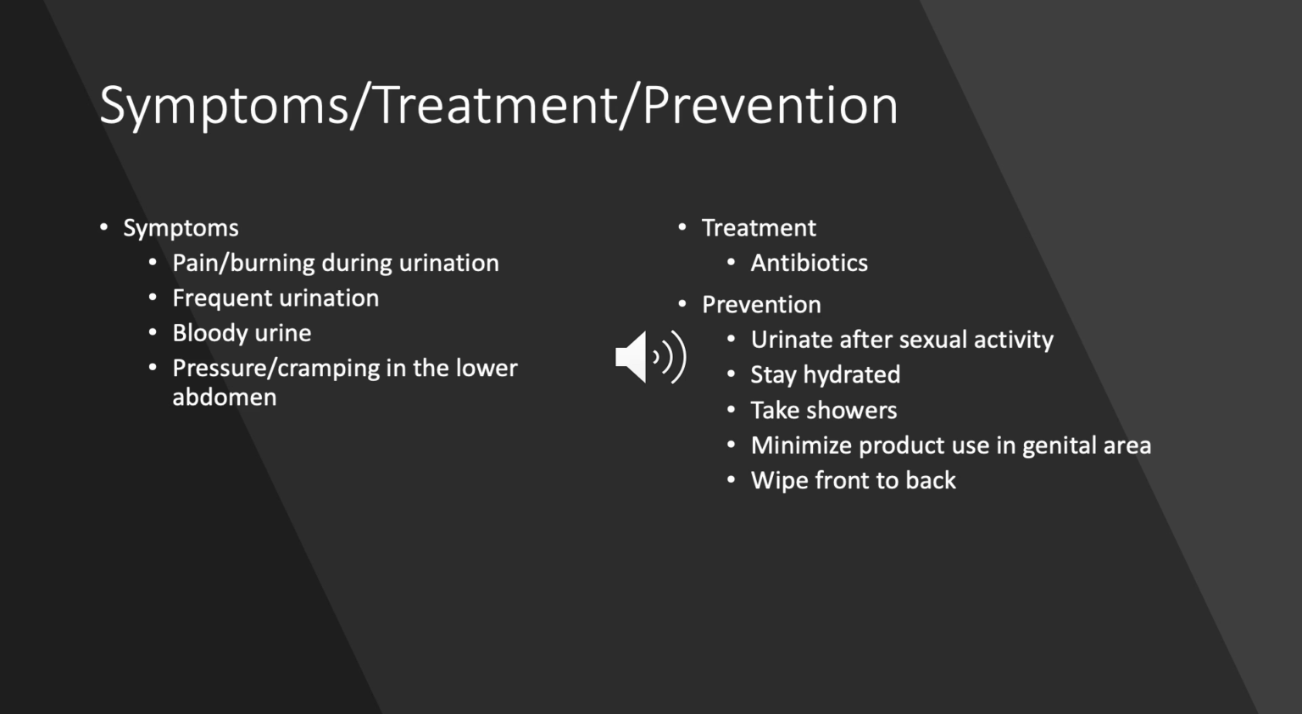The cost for treatment and testing for a urinary tract infection is not very expensive, and there are a number of things that patients can do to help reduce the risk of developing a UTI. For example, it is recommended to urinate after sexual activity, stay hydrated, take showers as opposed to baths, and minimize the amount of products being applied to the genital area, which include douching, sprays or powders, and women should be taught at a young age to wipe from front to back instead of back to front.